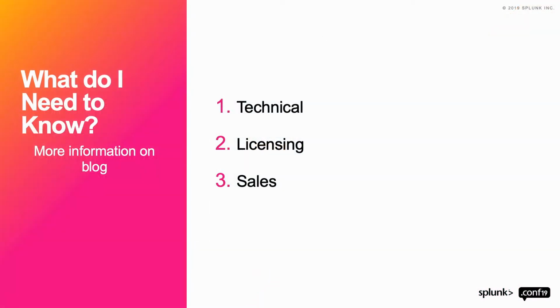So you may be asking yourself, I've gone through this whole talk. What do I really need to know? There's 3 big things: technical, licensing, and sales. You may have the VMware app, you may be using the virtualization module with ITSI. That's great. We still want you to keep using them, but we are putting together a plan to have you easily migrate from your existing use cases to the metrics-first approach we have announced today.